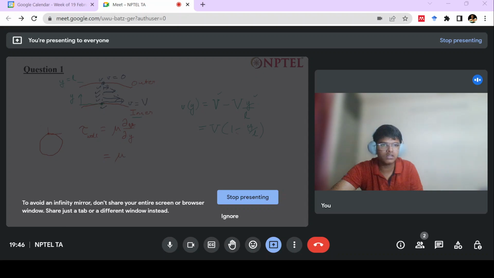What is del v del y? If I differentiate this with respect to y, keeping everything else constant, there is no other variable in fact. So this comes out to be simply minus v by L. There is a minus sign here. So this is the tau wall. This component is applied by the wall on the fluid.